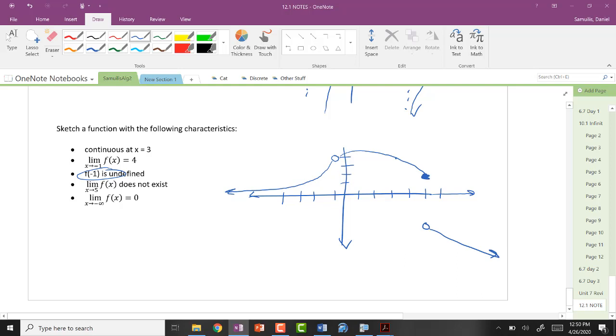Limit of f of x does not exist as x approaches 5. So as you're approaching 5 from the left and from the right are different values, so that limit does not exist. And lastly, the limit of f of x as x approaches -infinity is 0. So as my x values are getting smaller and smaller and smaller, the y values are coming down towards 0. Okay, so again, there are a million different ways that you could have drawn this. This is just a couple of ways that I came up with.